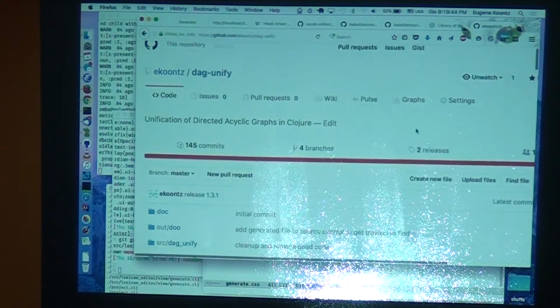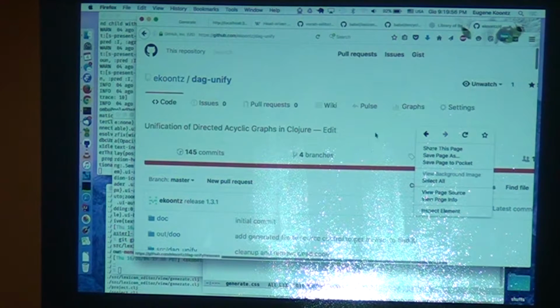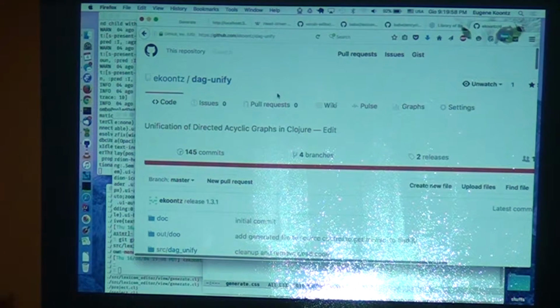dag-unify. Unification is the way we join together graphs in a way that combines them, kind of like conj or merge does in Clojure. This is on GitHub. It's open source. My username is Eugene Koontz, that's my name. And it is under the Clojure license, the EPL.